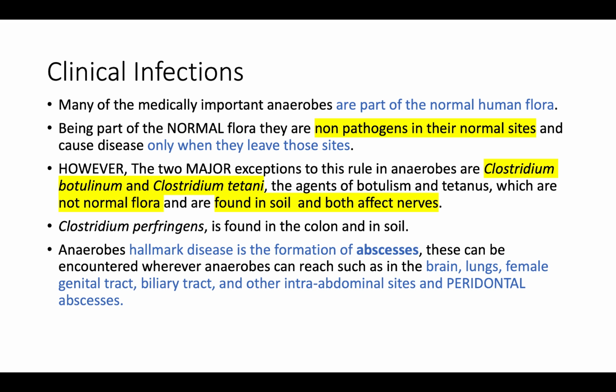Clinical infections. Many of the medically important anaerobes are part of your GI tract, including the normal human flora.